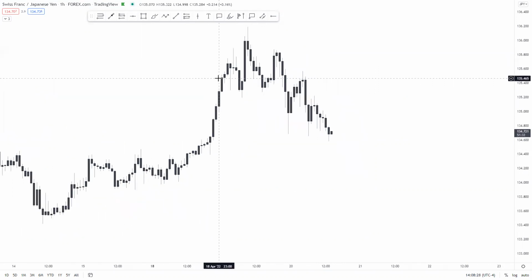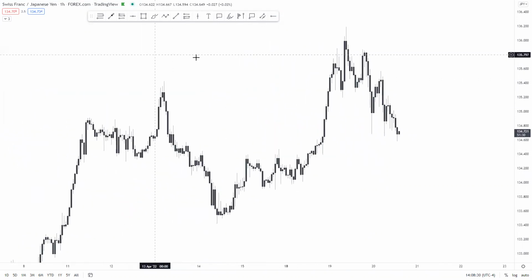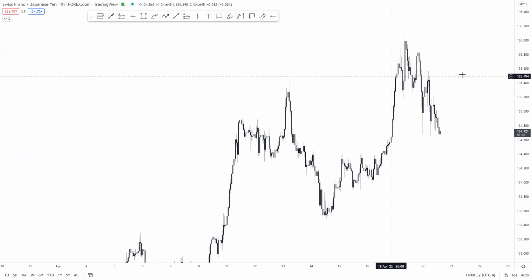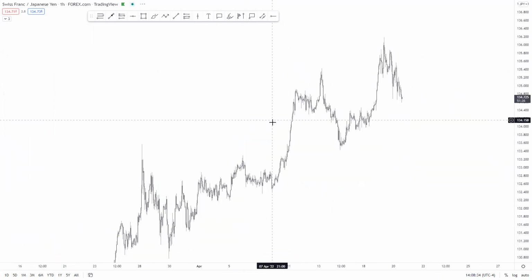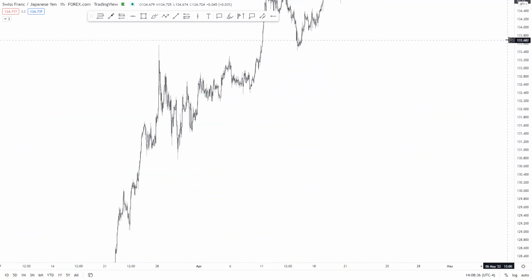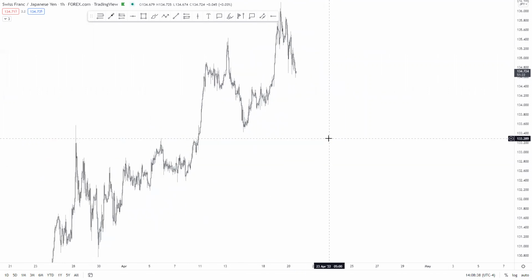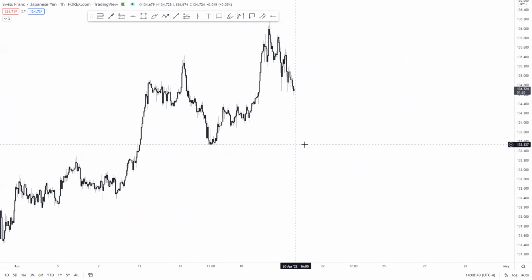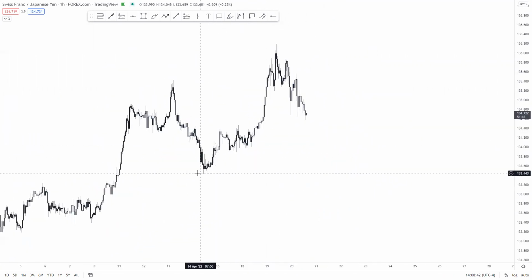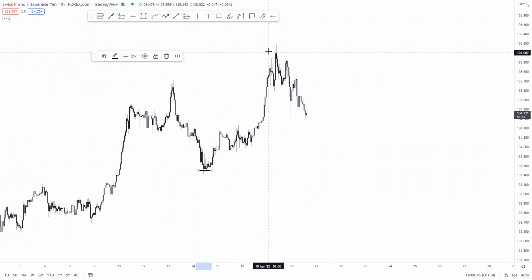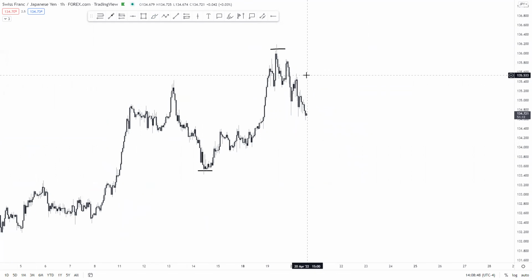And I'm going to start by looking at Chef J because there is actually an example of this today. So structurally speaking, you can see on the higher time frames, we've been in a huge uptrend. Now, this move here is the bullish leg that we're working within from here to here. So we're going to be looking for buys within this region.